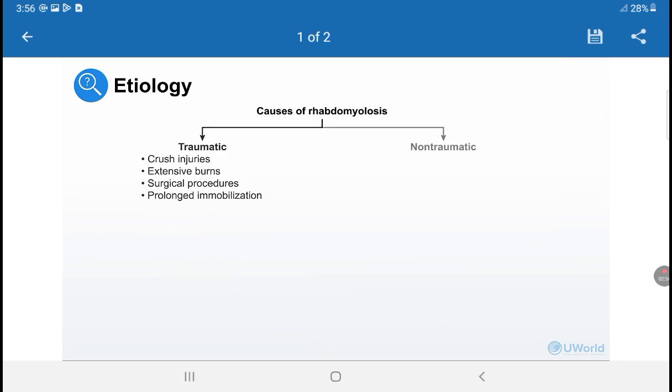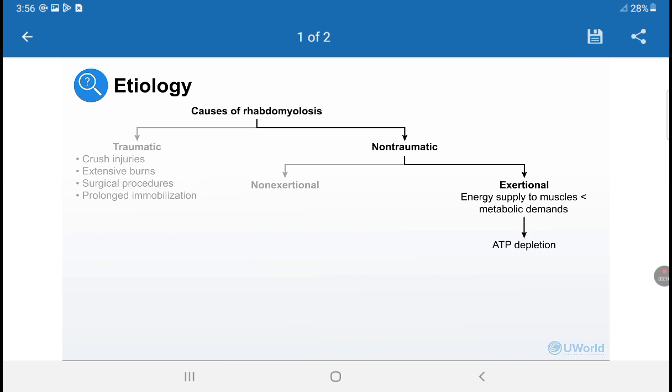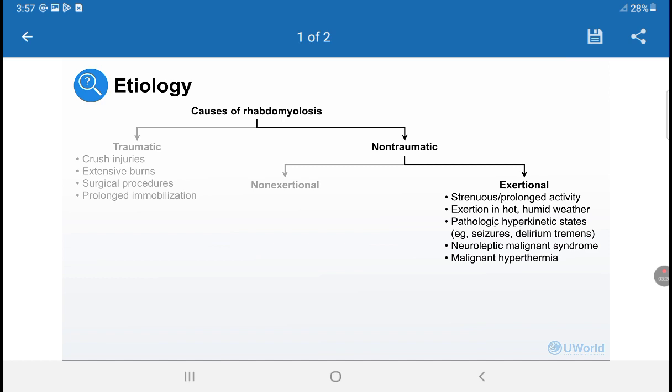Rhabdomyolysis can also occur due to non-traumatic causes, which are further classified as non-exertional and exertional. Exertional rhabdomyolysis occurs when energy supply to the muscle is insufficient to meet metabolic demands, resulting in ATP depletion. This can happen with strenuous or prolonged physical activity or exertion in very hot and humid weather. Other conditions that predispose to exertional rhabdomyolysis include pathologic hyperkinetic states, neuroleptic malignant syndrome, malignant hyperthermia, and inherited muscle disorders.